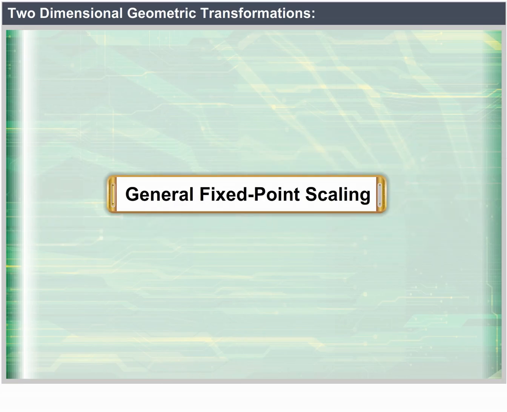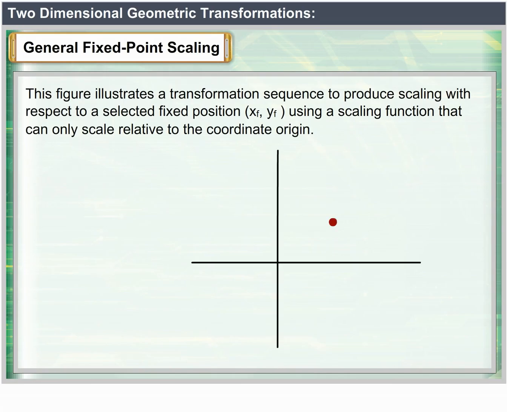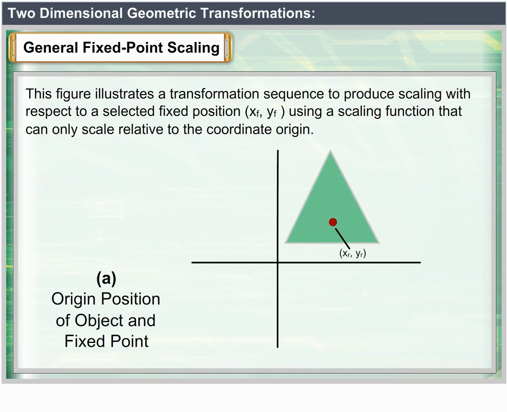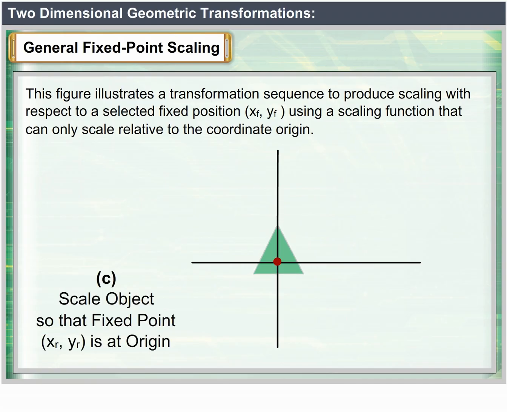General fixed point scaling. This figure illustrates a transformation sequence to produce scaling with respect to a selected fixed position (xf, yf) using a scaling function that can only scale relative to the coordinate origin. The figure shows a transformation sequence for scaling an object with respect to a specified fixed position using the scaling matrix S(sx, sy).